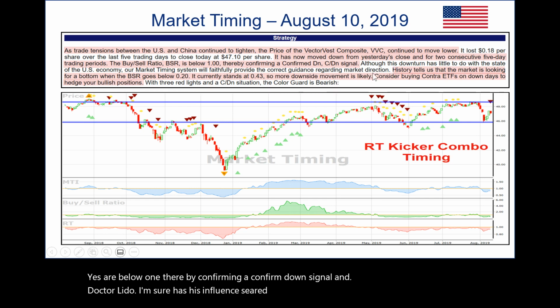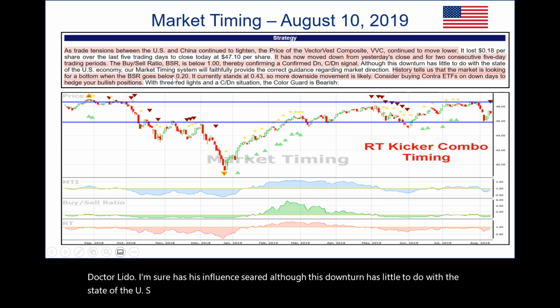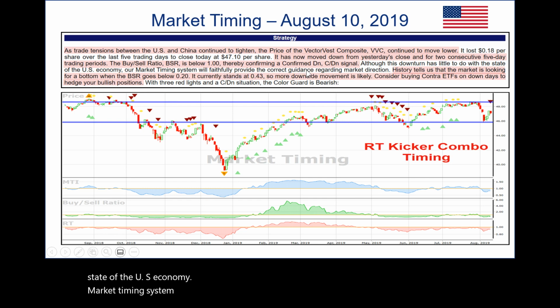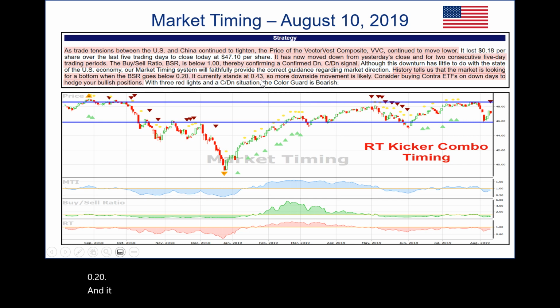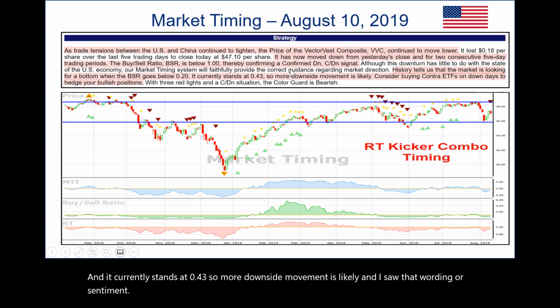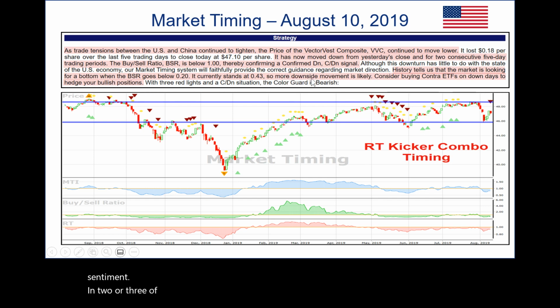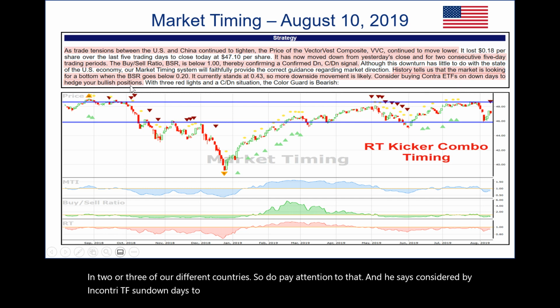Although this downturn has little to do with the state of the U.S. economy, our market timing system will faithfully provide the correct guidance regarding market direction. So it is down. History tells us that the market is looking for a bottom when the buy-sell ratio goes below 0.20, and it currently stands at 0.43, so more downside movement is likely. And I saw that wording or sentiment in 2 or 3 of our different countries, so do pay attention to that. And he says, consider buying contra ETFs on down days to hedge your bullish positions.